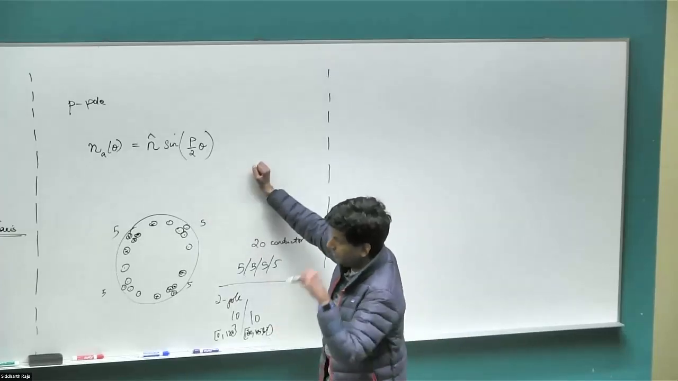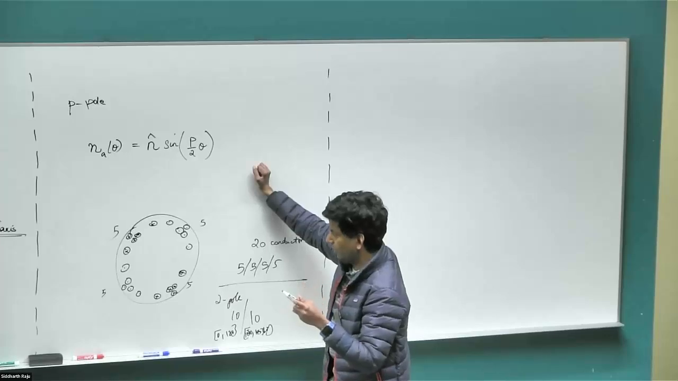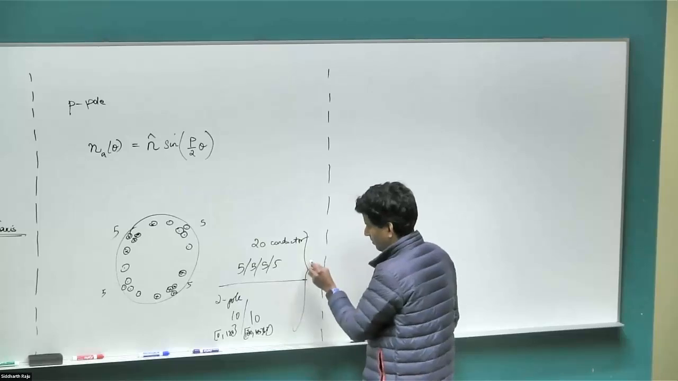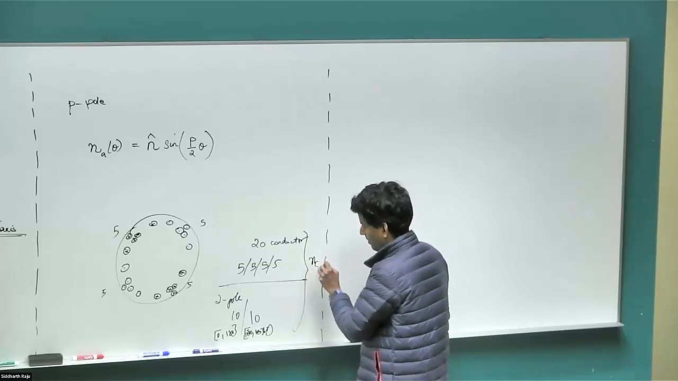We'll look at what the B field is, and then we'll see what we can do to increase the torque or increase the flux in the air gap later. For now, we're just going to assume that in both cases the total number of conductors is the same.